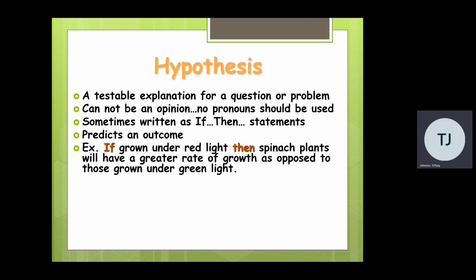All right, so here's your example. If grown under red light, then spinach plants will have a greater rate of growth as opposed to those grown under green light. Okay, so you notice in the very beginning here, we have the light color. That's our independent variable, light color. And then we have rate of growth after the then, that's our dependent variable. Okay.